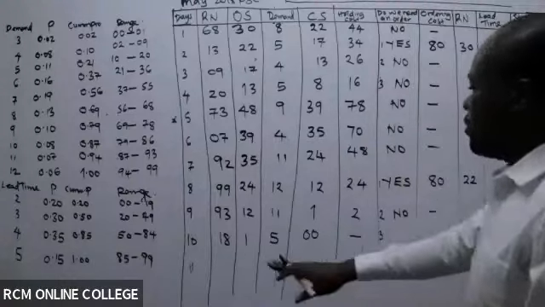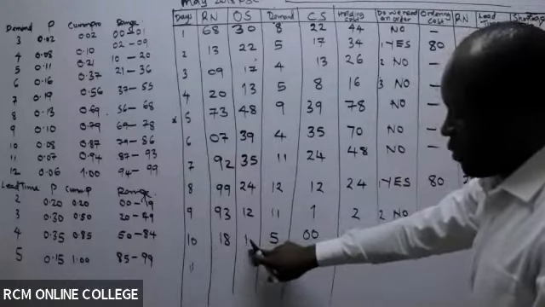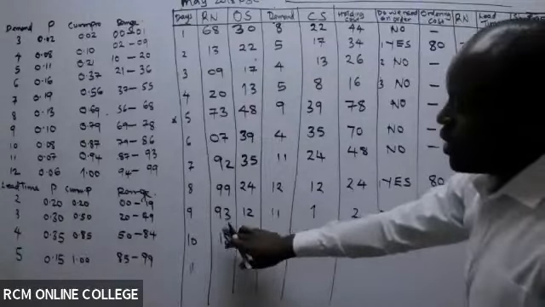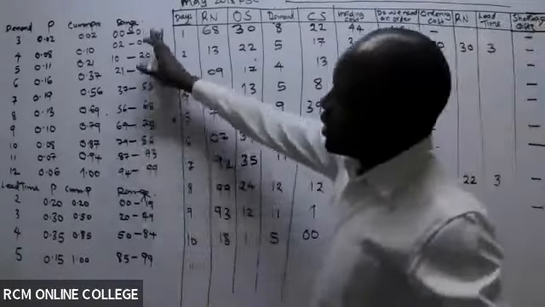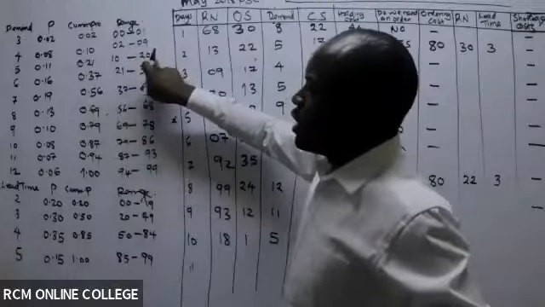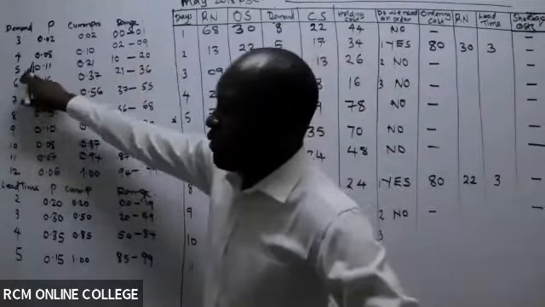Good. So let's come to day 10. Our opening stock is 1. The next random number after 93 is 18. When I come to this table, 18 is between 10 and 20, giving us a demand of 5, right?